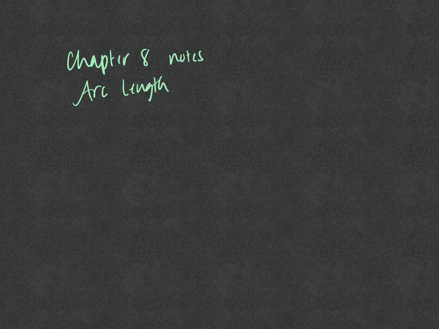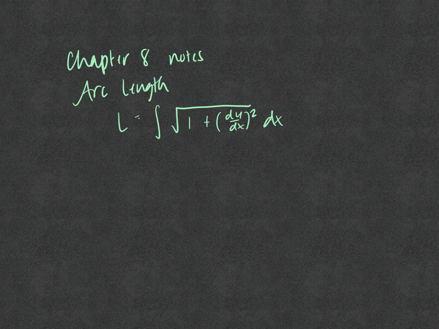I'd like to give you some notes about Chapter 8 before you get started. So, Chapter 8 is about arc length and surface area. So, arc length, the formula is L equals the integral of the square root of 1 plus dy over dx, quantity squared, with respect to x. Now, this is when you're working in terms of x.